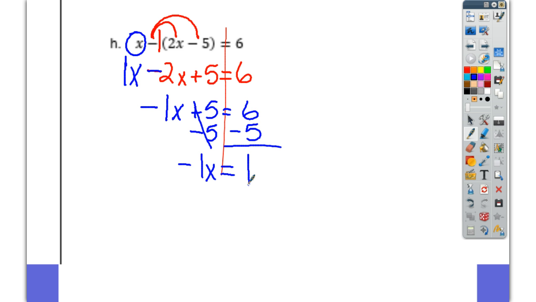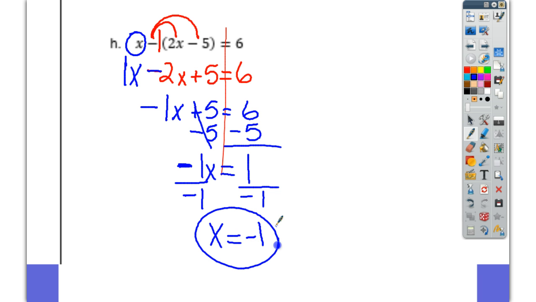You cannot leave your answer like that. Who remembers why? Because you can't have a negative variable. So you have to divide both sides by negative 1. Because a negative divided by a negative, that turns that into a positive 1. So now we have our positive x equals 1 divided by a negative 1 is a negative 1.